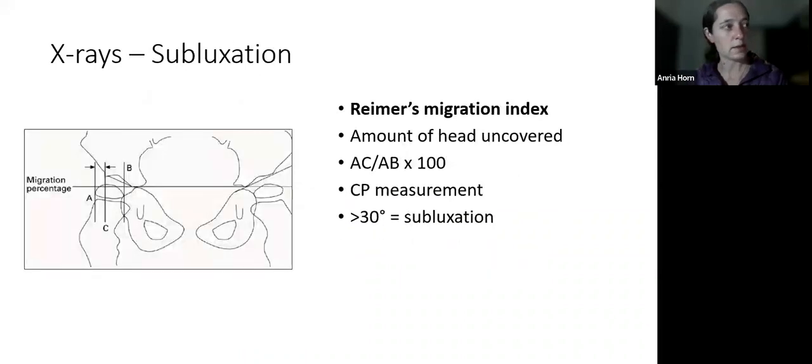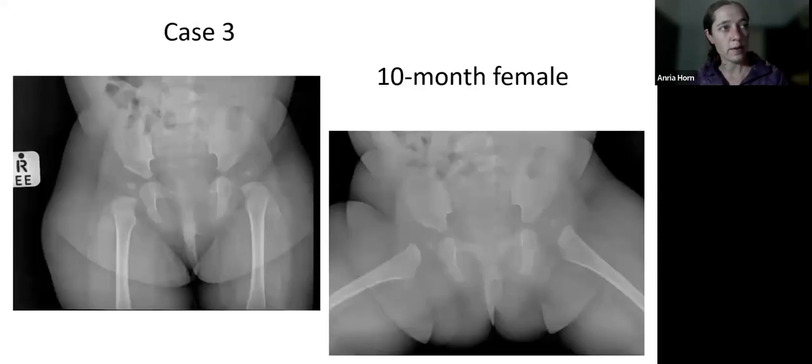Okay, so that's that. And then subluxation, we can quantify by firstly looking at Shenton's line, whether or not it's intact, and then the Reimers migration index, which was originally described for cerebral palsy and actually has very little value in DDH, but if you want to quantify the degree of subluxation, then that's one way of doing it.